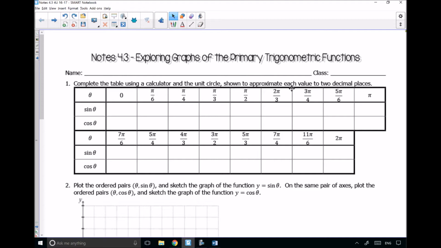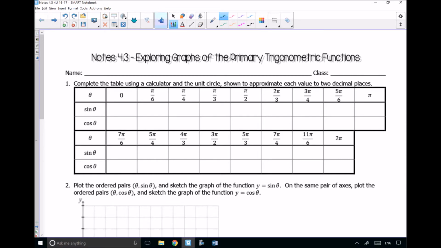So the first thing, in order for me to be able to do this, is I need to look back and find my unit circle, and I need to use that as a reference. That unit circle is going to be critical in everything that we do for the rest of this unit, okay? So when I have my unit circle in front of me, I can use that to help me find sine of theta as well as cosine of theta.